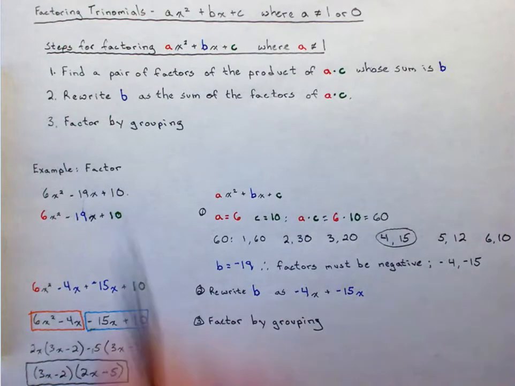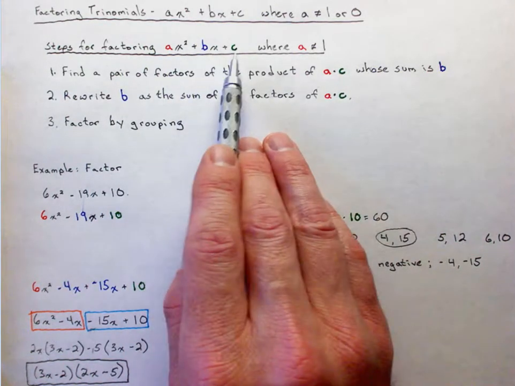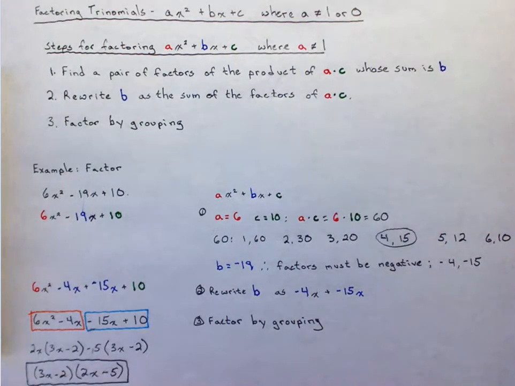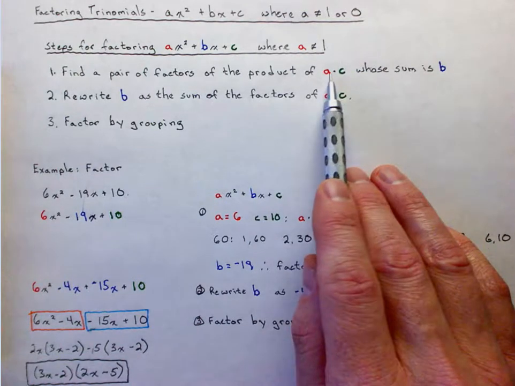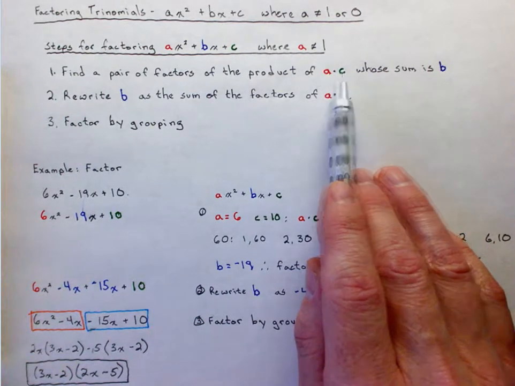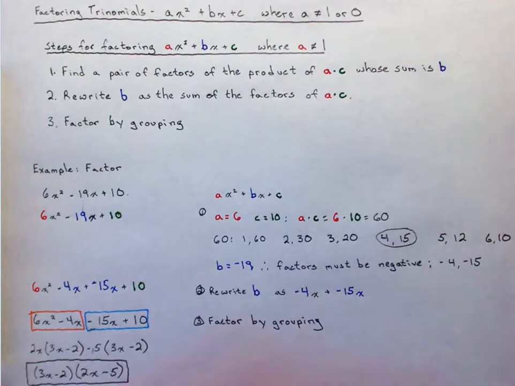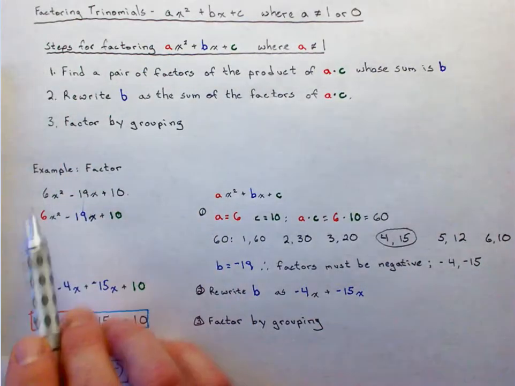So the steps for factoring ax squared plus bx plus c where a does not equal 1. Step 1. Find a pair of factors of the product a times c. Meaning I'm going to multiply a and c together and then find the factors of that product whose sum is b. Next, I will rewrite b as the sum of those factors. And then I will factor by grouping. So these are our steps. Let's put them into an example.